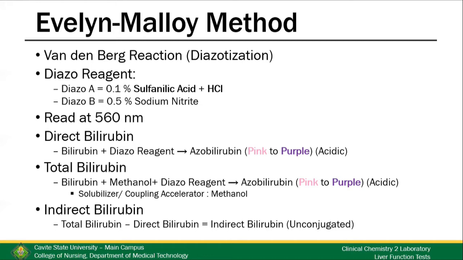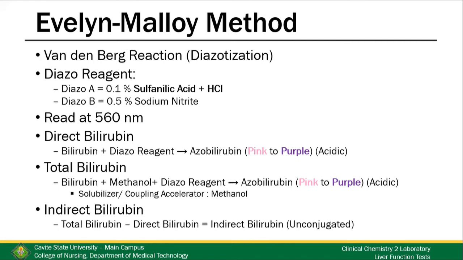So in here, for the direct bilirubin, serum plus diazo reagent will form azobilirubin. Ang color niya ay purple. For the total bilirubin, dinadagdagan po natin ang serum ng methanol to form azobilirubin, pink to purple color. So the solubilizer or the coupling accelerator, remember, ay methanol. For the indirect bilirubin, nakukompute po at nakukuha ang ating indirect bilirubin by subtracting direct bilirubin from total bilirubin.